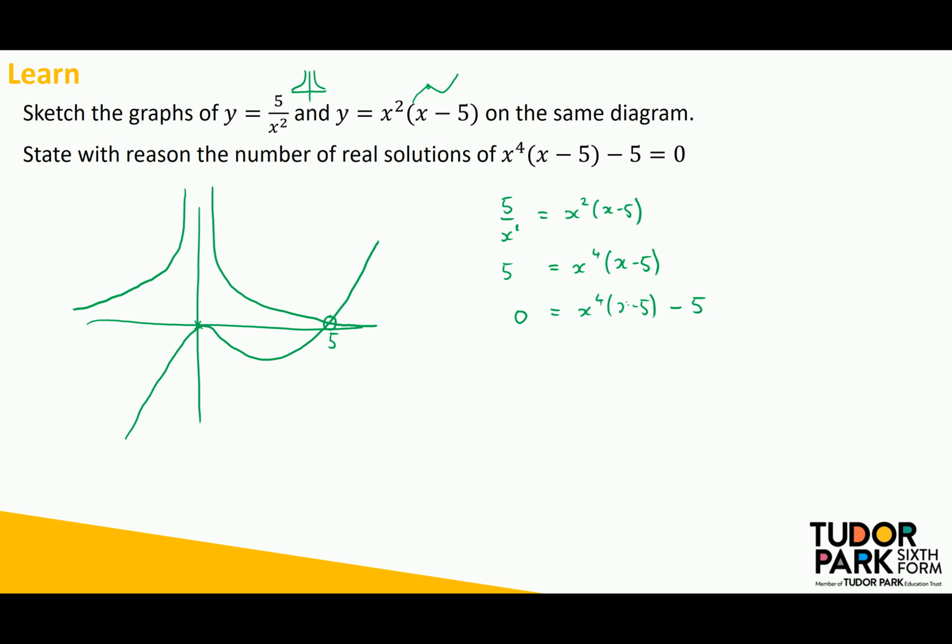So by equating these two functions, I get this equation that needs solving. Well, it doesn't actually need solving because all it's asking me to do is to state the number of real solutions that this problem has. Now I can see quite clearly from these graphs that there is only ever going to be that one point of intersection, and that's the point that I would make. So state with reason the number of real solutions of this function.